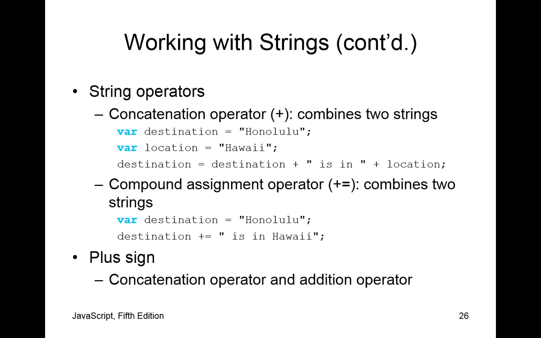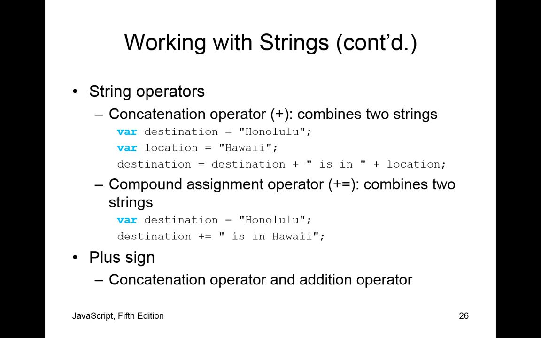I'm concatenating. That's what this plus means. I'm adding these three components together. The value for destination is in location. And I'm assigning it to destination. Don't put that in a loop.